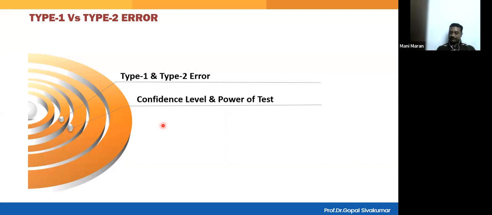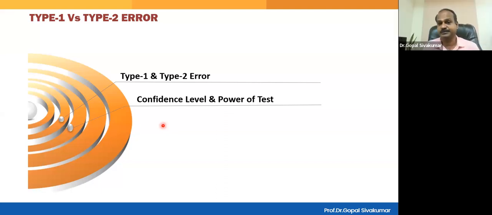And replace the word product with the word statement or the hypothesis. And the hypothesis is always null. Null hypothesis is true, but I still reject it. What is the error I am committing? Type 1.